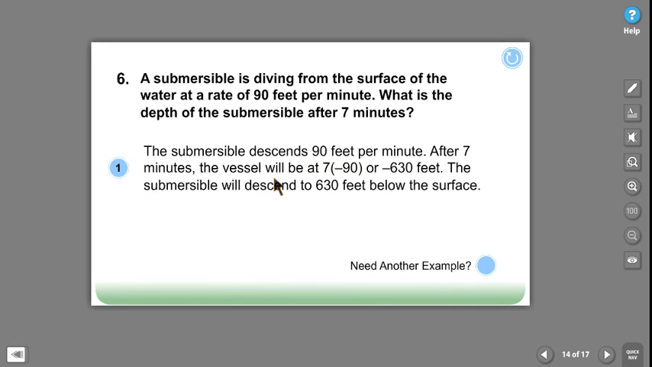After 7 minutes, the vessel will be at 7 times negative 90, or negative 630 feet, because these were different signs and it's going to be negative. The submersible will descend to 630 feet below the surface. So you can say negative 630 feet, or you can say descend 630 feet below the surface.